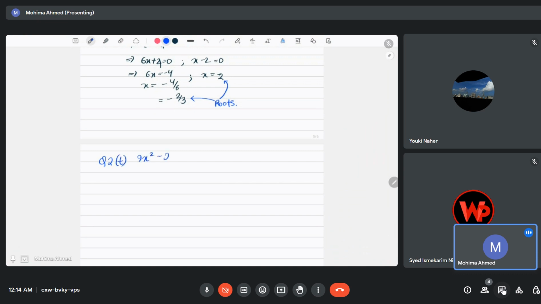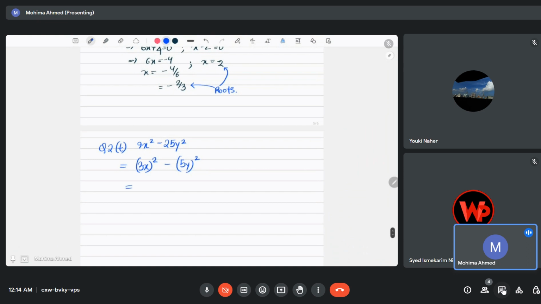9x square minus 25y square. 9 and 25 don't have any common factor. They also do not share any common alphabet. So you possibly cannot take anything common between these two. In this section, you're supposed to turn the 9x square into a whole number square, which means you can write 9x square as 3x whole square, and you can also write 25y square as 5y whole square.